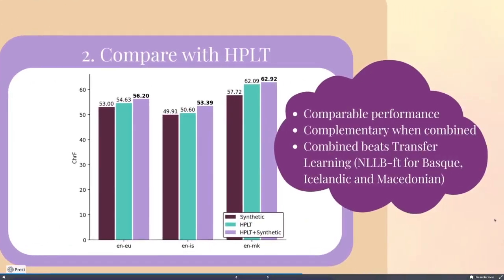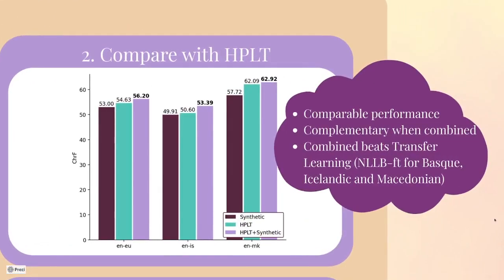Next, we want to see how our dataset compares with real web crawl data, and for that we compare it with HPLT version 2. In this case, we use the same synthetic baselines, then we also train a transformer base only with the HPLT data, and then we train a third one combining the HPLT and synthetic data. We only do it for the language pairs that overlap with our dataset, and we exclude Ukrainian because the HPLT dataset is much bigger, so it wouldn't be a fair comparison.